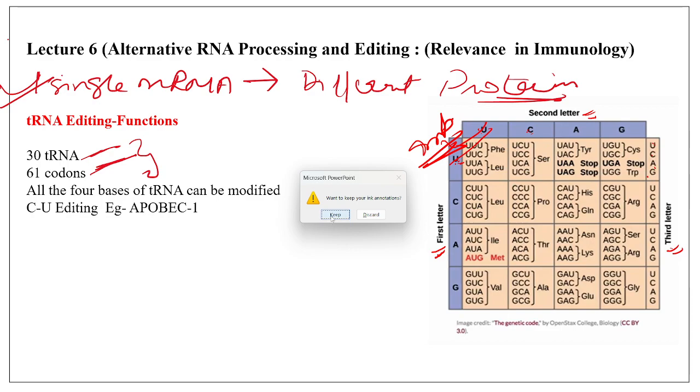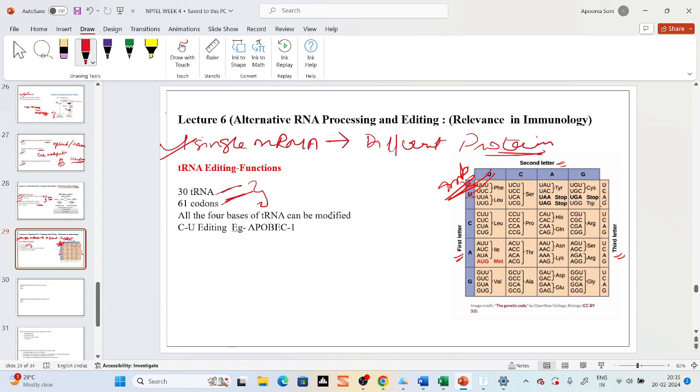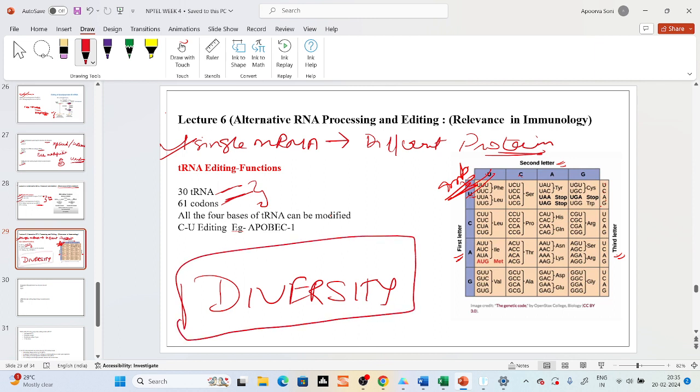So when we talk about the relevance of RNA editing in immunology, we are talking specifically about tRNA editing. Always remember that whatever kind of post transcriptional processing, whether it is RNA editing or alternative processing, these both are helping in generating diversity. The overall word is diversity. How many different kinds of proteins can be produced, how many different kinds of mRNAs can be synthesized from one single mRNA, either by splicing or polyadenylation or capping, or by modifying a single base. A single base modification can also lead to generation of diversity.